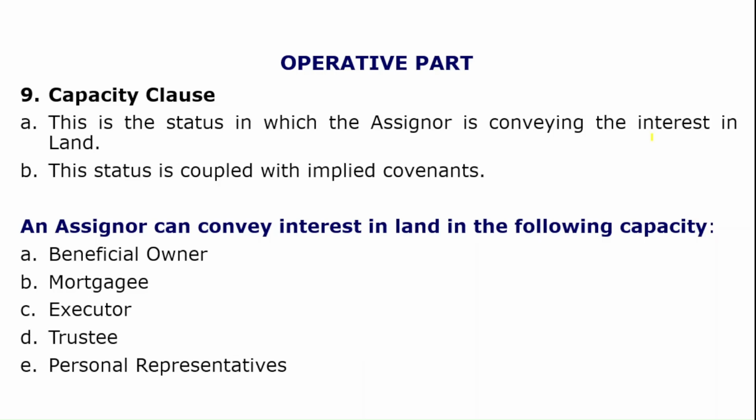And it is not the assignor that will just say, you know what, I just feel like conveying this land as mortgagee. No. We're talking about your legal relationship with that land. Let me explain mortgagee, executor, and trustee. We'll come back to beneficial owner. Now, in relation to mortgagee, in what context are we going to say that an assignor is conveying interest in land as a mortgagee? Now, take your mind back to the mortgage transaction that we explained.